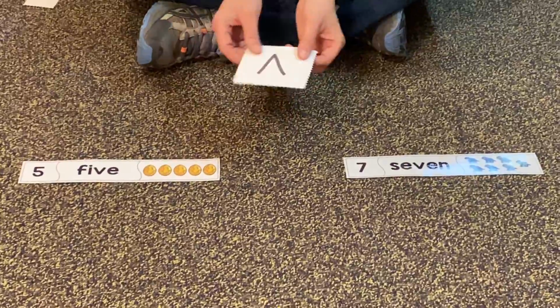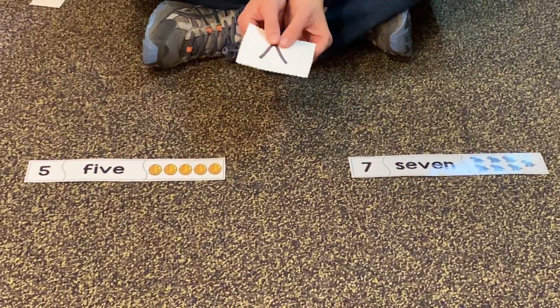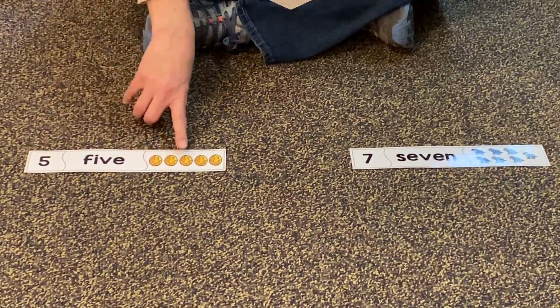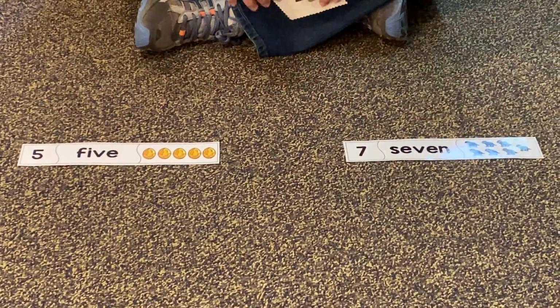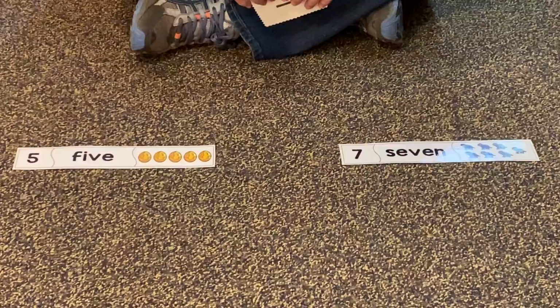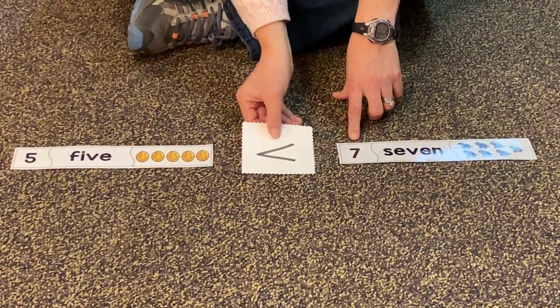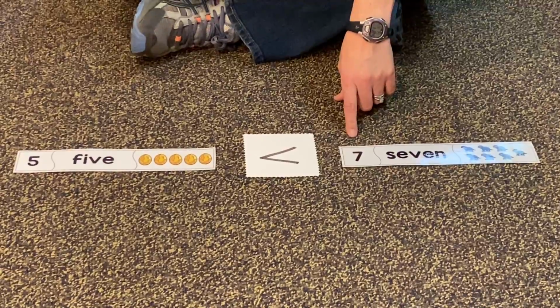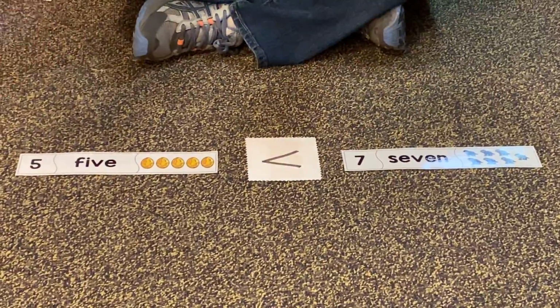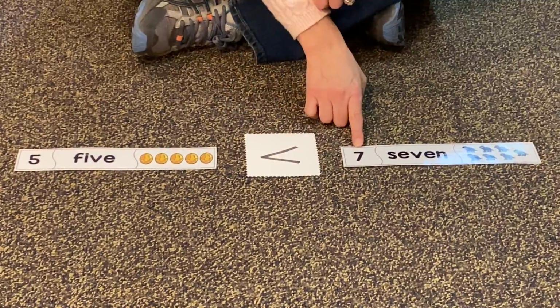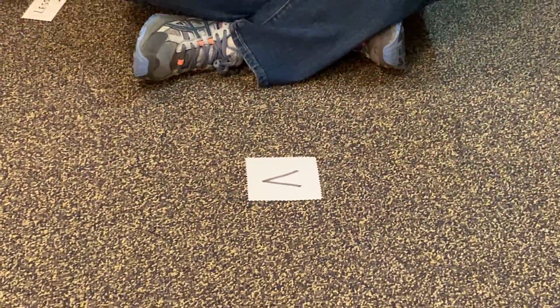Does he want to eat the bigger number? He wants to eat the bigger number. I told you that's always going to be true. Which number is bigger? 5 or 7? 7 is bigger than 5, so I'm going to face my alligator mouth like this. And I read the number sentence, 5 is less than 7. So that's one way, another way you can play.